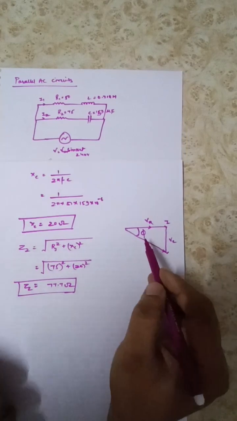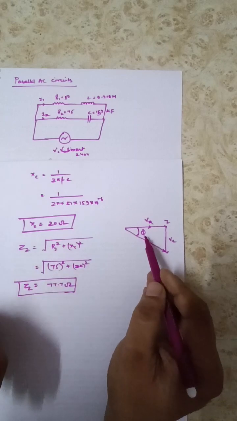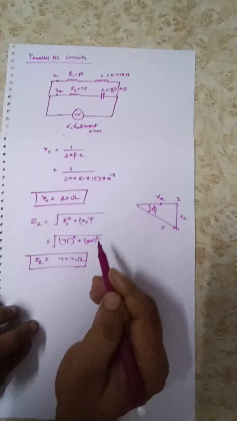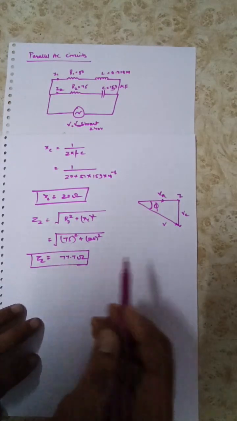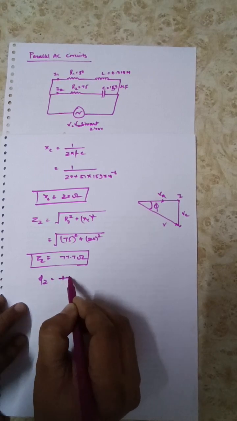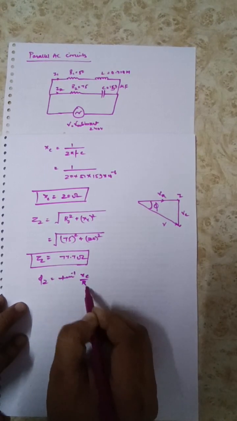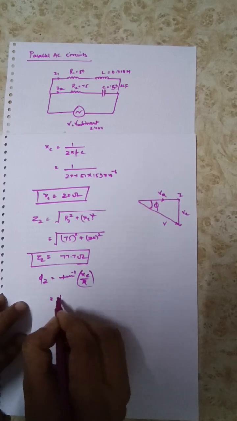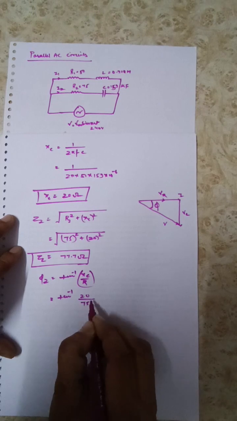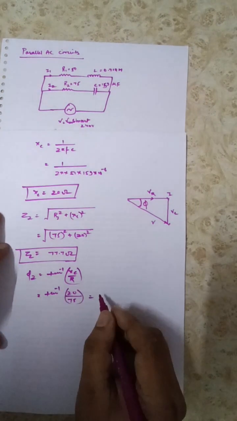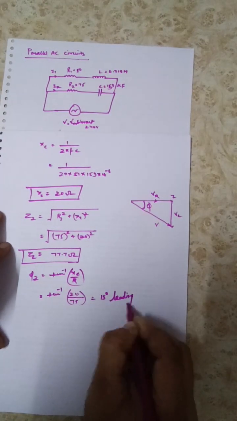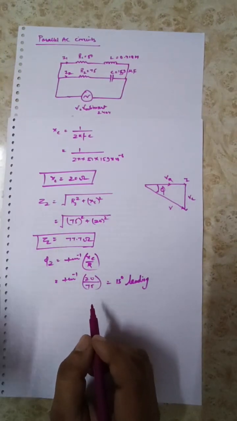I mean to say current is ahead from the voltage by some angle phi. So the nature of phase angle will be leading. Current is ahead from the voltage. So what will be phi 2? Phi 2 will be equal to tan inverse Xc upon R. So tan inverse, Xc is 20 and R is 75. So the value will be equal to 15 degree, and nature will be leading because it is series RC branch.